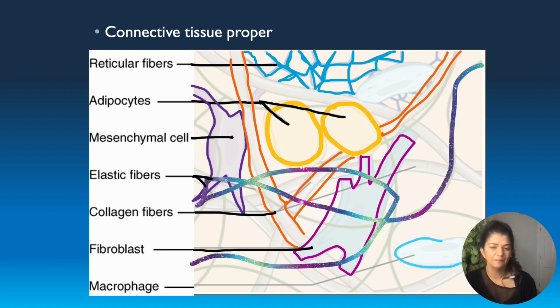And then we've got macrophages. And these basically are going to respond to injury and infection and are therefore very important to have in connective tissue proper extracellular matrix. And there you have it. That's sort of a visual depiction of what's in connective tissue proper.